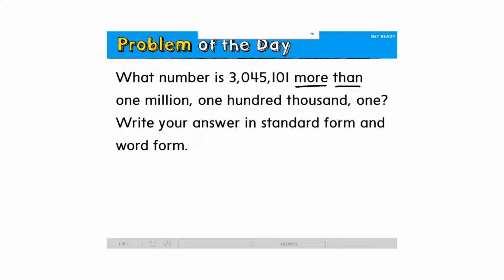So you have to take the standard number and the word form number, and you have to add those together. Okay, so turn that word form into standard form, add them up. When you get an answer, you're going to give me standard form and word form. Take a couple minutes.